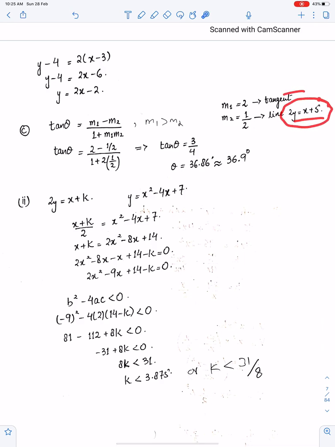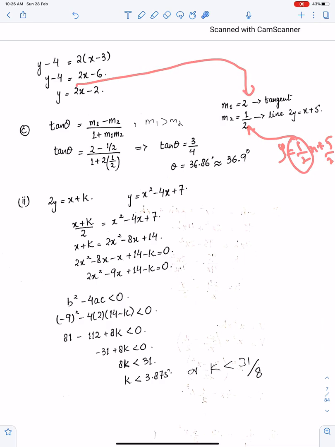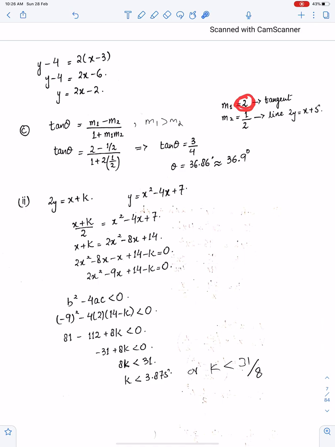The gradient of this line is half, because when you make y the subject, you will get half. And the gradient of the tangent is 2. So the gradient of the tangent, 2, is greater than half, therefore 2 will be m1 and half will be m2. This is very important for this formula: the larger gradient is always m1. When you substitute m1 and m2 here and take the inverse tan of this quantity, you'll get this angle, 36.9. You need to learn this formula.